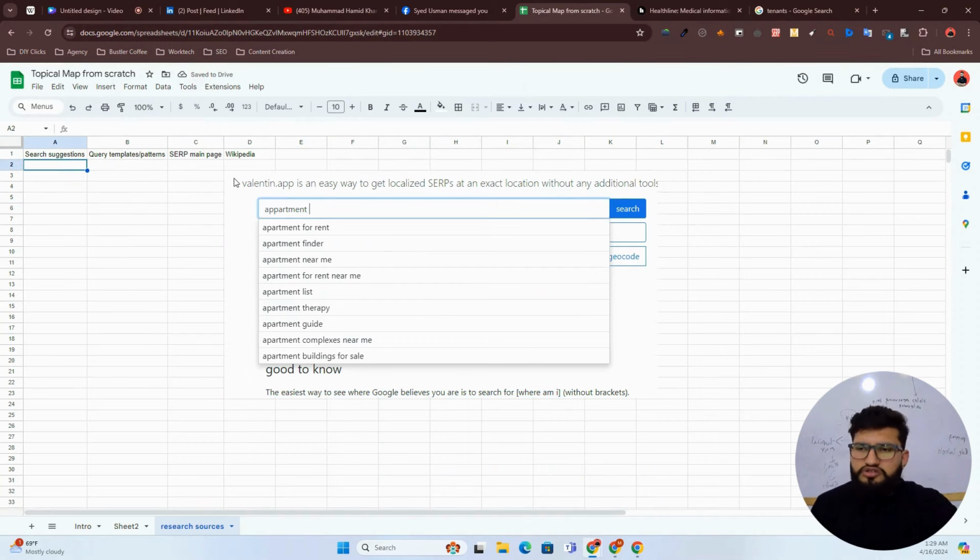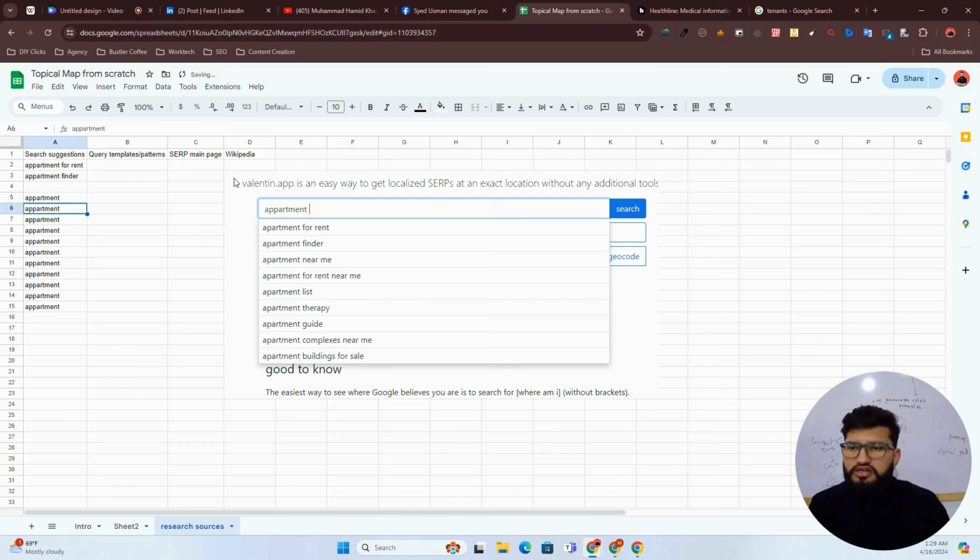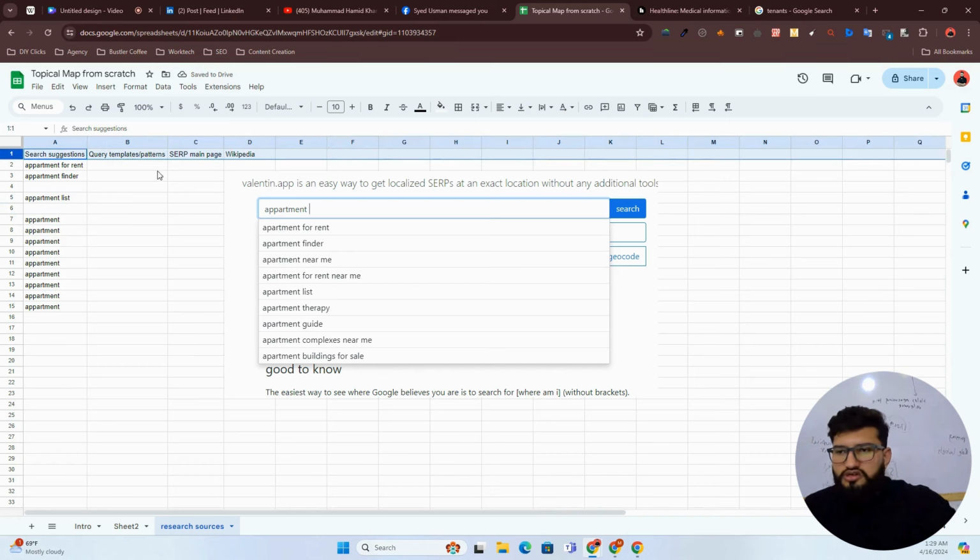In search suggestions, you start writing apartment. As you can see, apartment is in all the search suggestions. Just make it like this: for rent, finder, near me. Again, near me is not important, so you can cut it down. List. Okay, this is how you approach this part.